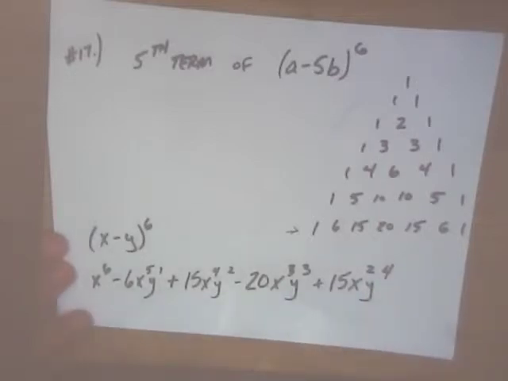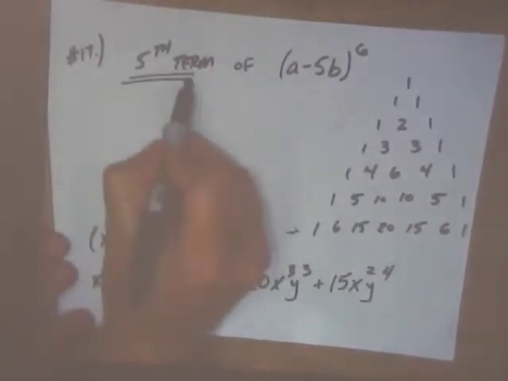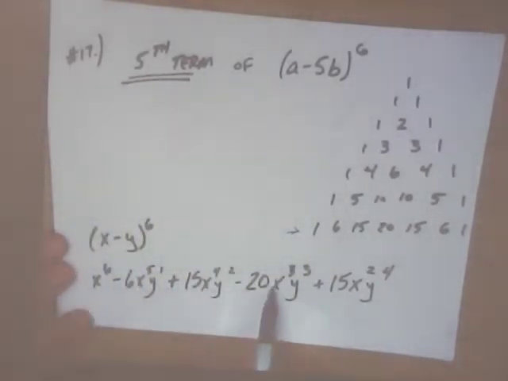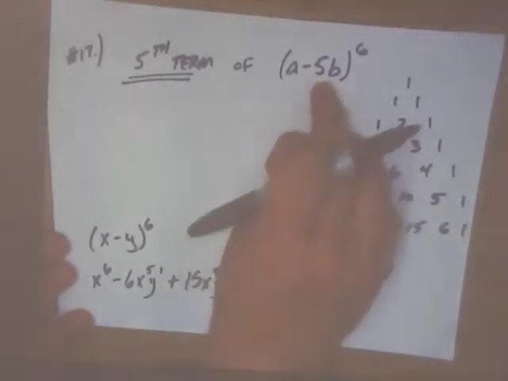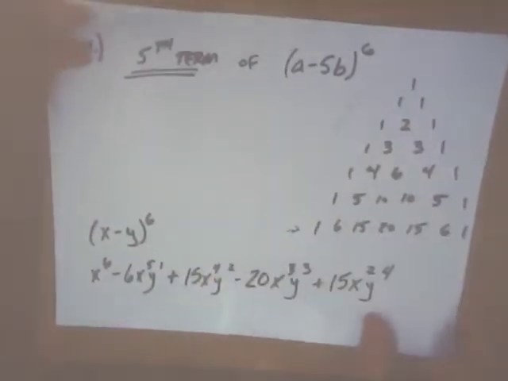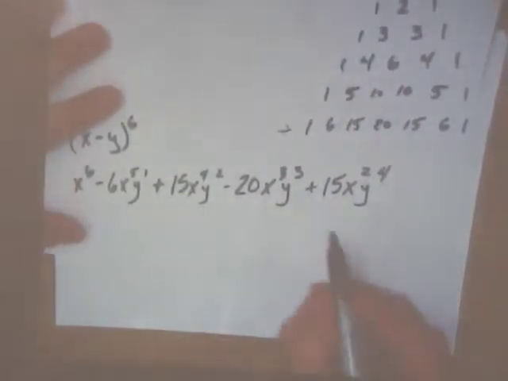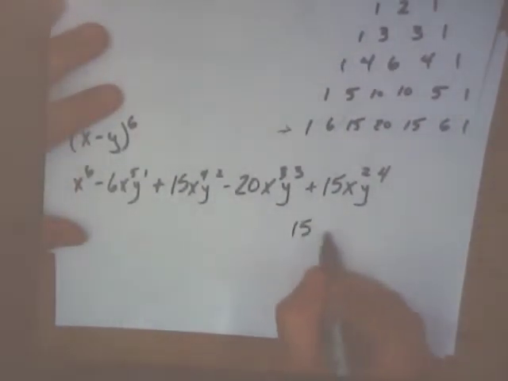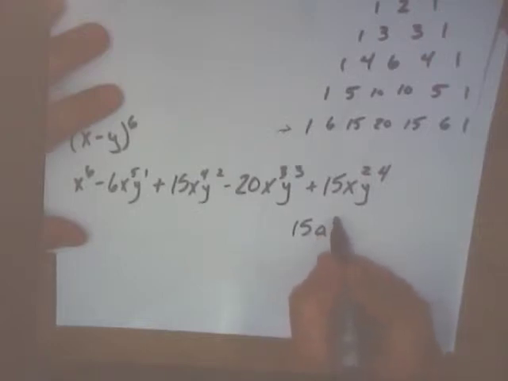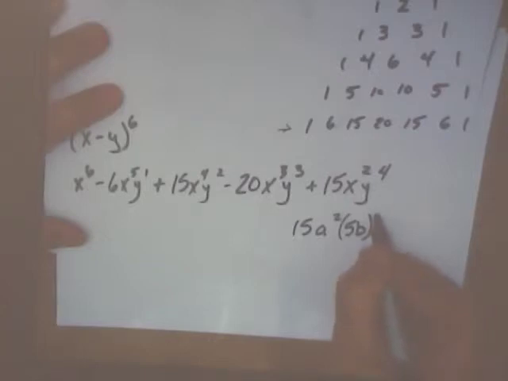Do I need to keep going? What do they want us to find? Fifth term. 1, 2, 3, 4, 5. This is the term they want us to find, right? So I'm going to replace my x with an a and my y with a 5b, right? So that's going to give me 15a squared 5b to the fourth power.